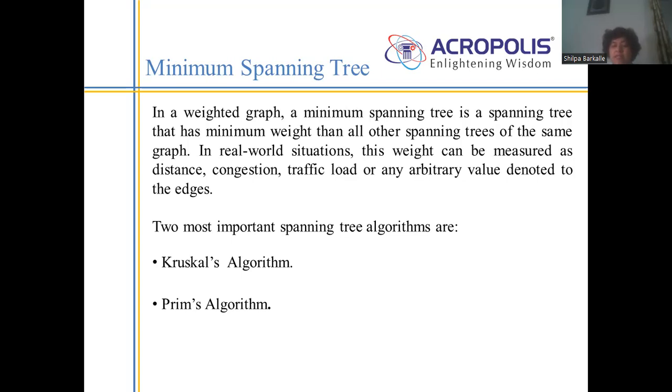There are two important algorithms for finding a spanning tree from a given connected graph G, namely Kruskal's algorithm and Prim's algorithm. And in this lecture, we will be studying Kruskal's algorithm to find the minimum spanning tree, also sometimes called the MST, of the connected graph G.